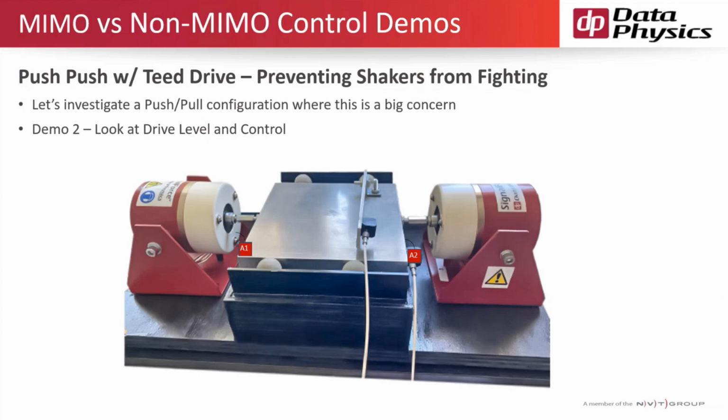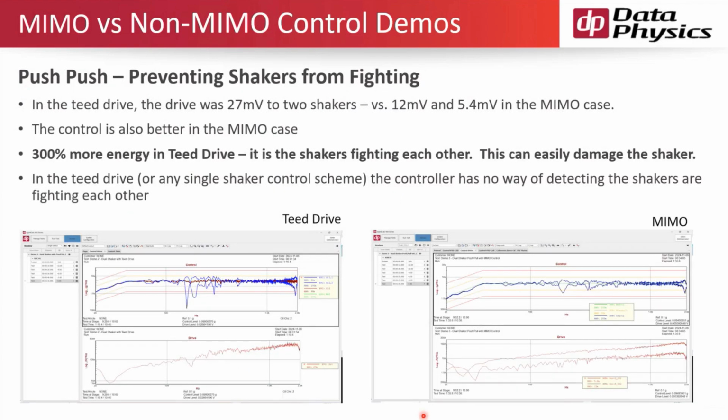So let me bring back up my PowerPoint. I've got the two side by side. You can see my control was better in the MIMO case versus the T drive case. And my overall drive level, 12 millivolts and 5 millivolts versus 27 and 27. So the T drive case had 300% more energy. And all that energy is just the two shakers fighting each other. Both shakers pushing, or both shakers pulling at the same time. Now, if this goes uncontrolled, this can easily cause damage to the shakers or the amplifiers.